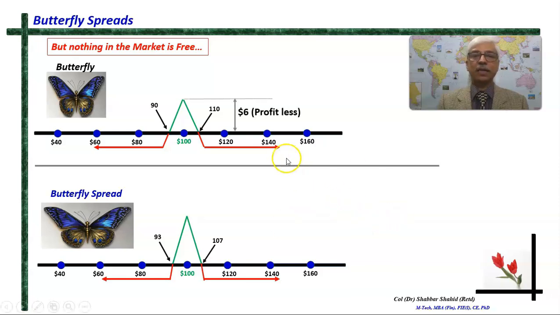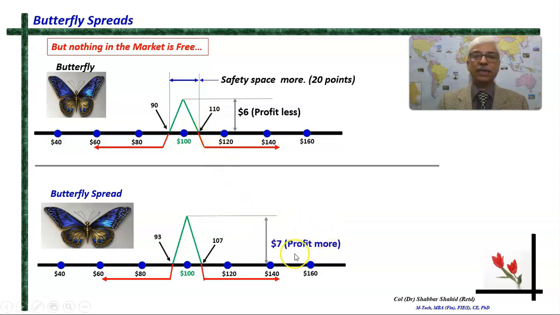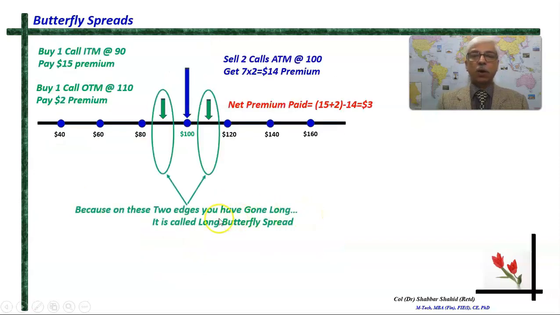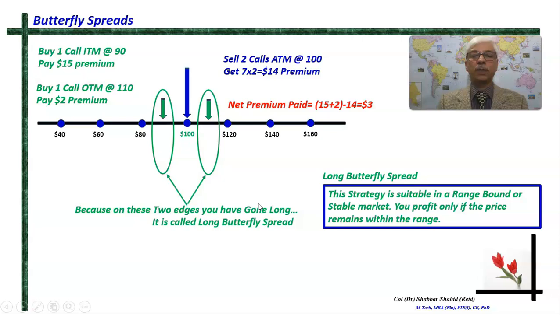Here in the butterfly, your profit was less, so the safety space was more. You see, you had 20 points of safety here. Within this range from 90 to 110, you were safe. Now you have stretched the butterfly, you have increased your profit. So therefore, your safety space gets reduced from 20, it is now reduced to 14 points. All right. So you gain on one hand, you lose on the other aspect. Now, because on these two edges you have gone long, you see, you have bought the call on the edges, therefore this strategy is called a long butterfly spread.